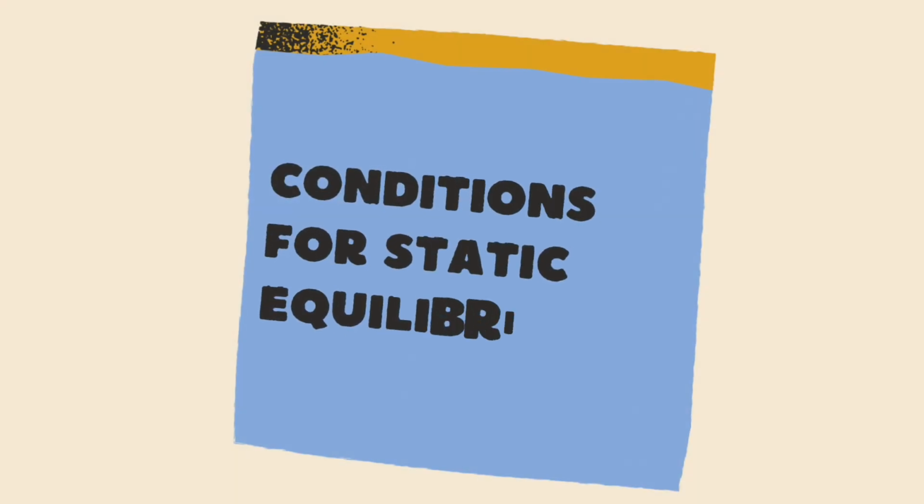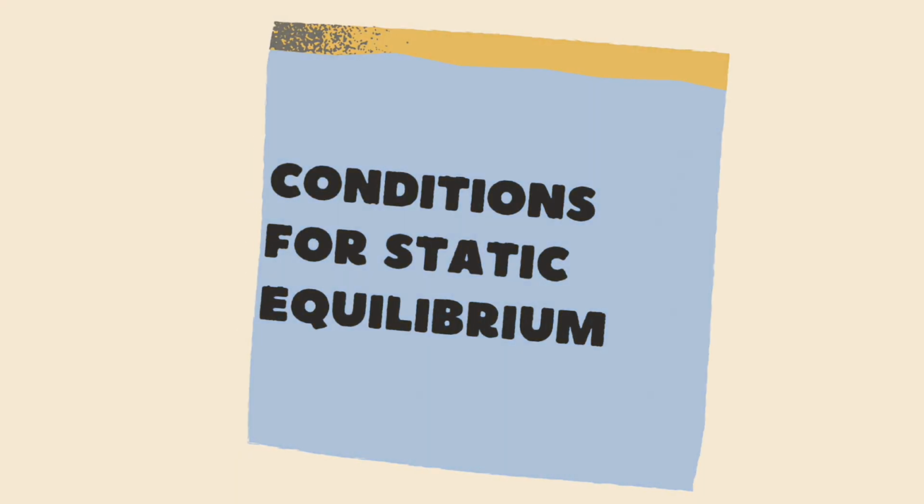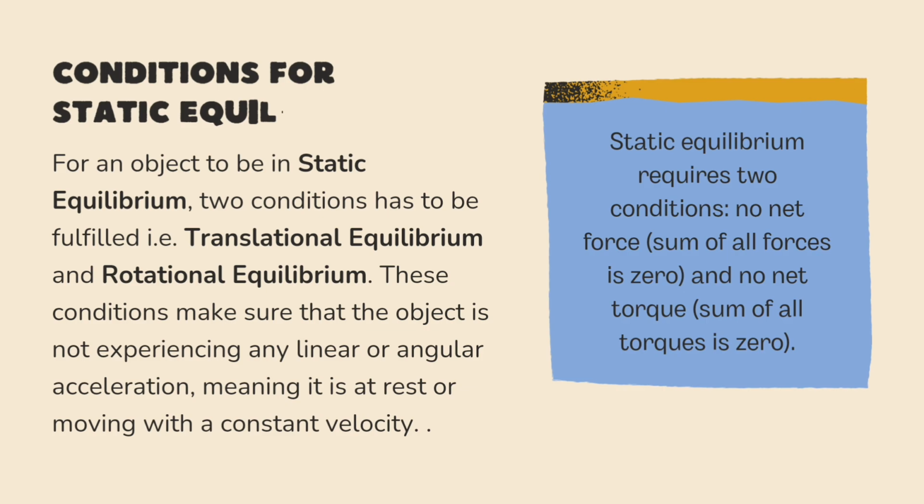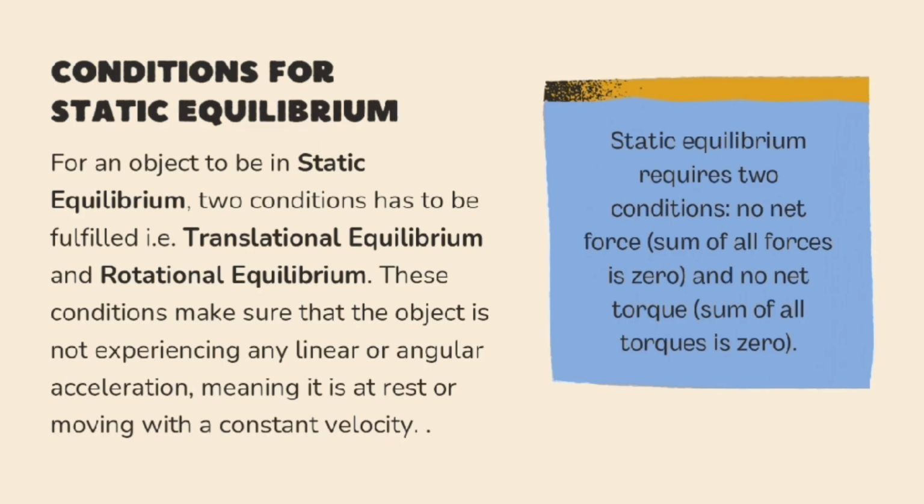Conditions for static equilibrium. For an object to be in static equilibrium, two conditions have to be fulfilled, that is, translational equilibrium and rotational equilibrium. These conditions make sure that the object is not experiencing any linear or angular acceleration, meaning it is at rest or moving with a constant velocity.